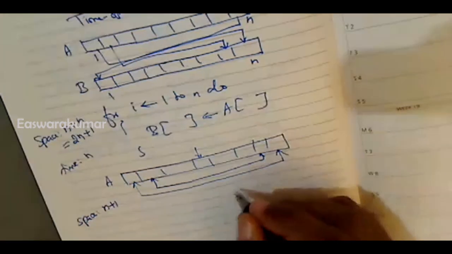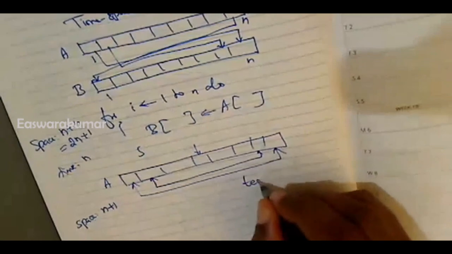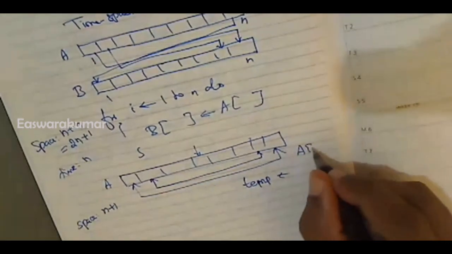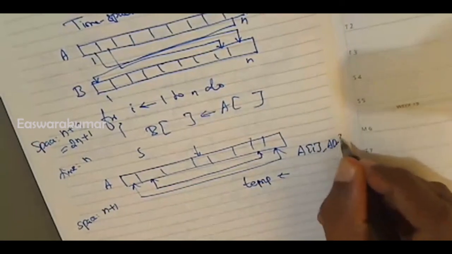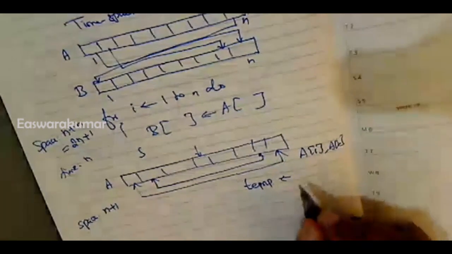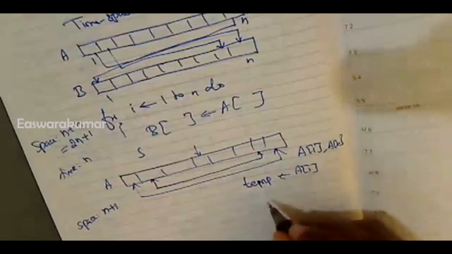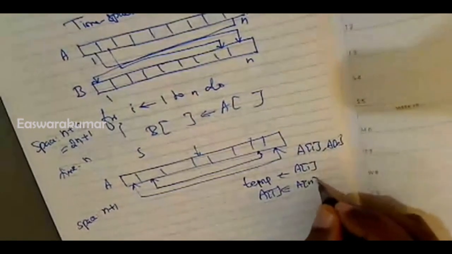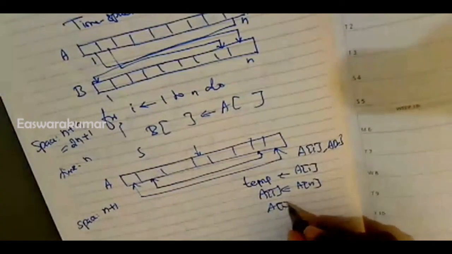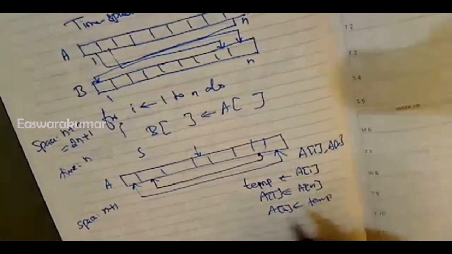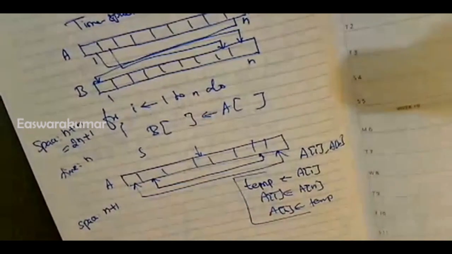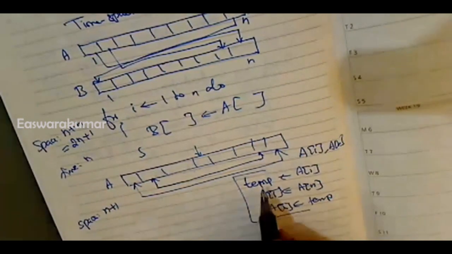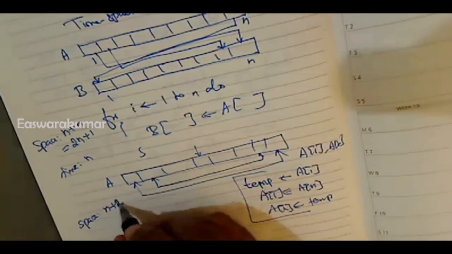You have to do the swapping. Generally, if you want to do your swapping, you have to have a temporary variable, right? For example, you want to swap A of 1 and A of n. Then in the temporary variable, you put A1. Then you say A1 is equal to An. Then An is equal to temp, right? Like that. So these three statements are required for swapping 2 elements. So one more variable, maybe you can say that n plus 2.